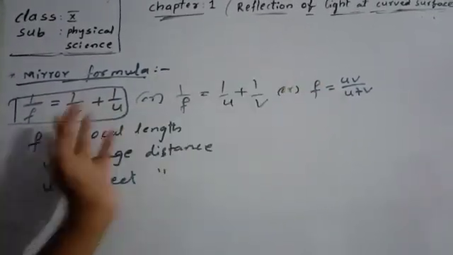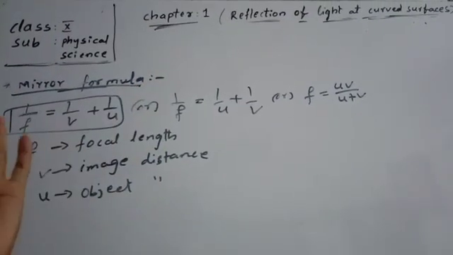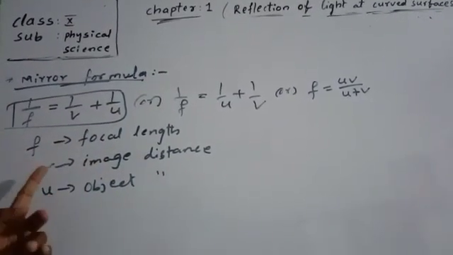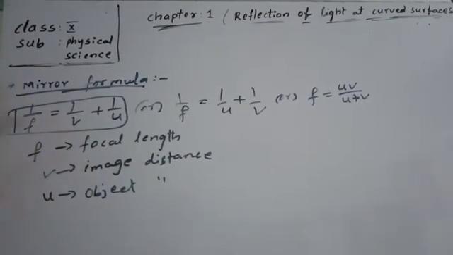Or this, any one you can write also. And the f means focal length. You know focal length. Already previously I explained in the figure, image distance and object distance also. Okay, clear? This is the mirror formula.